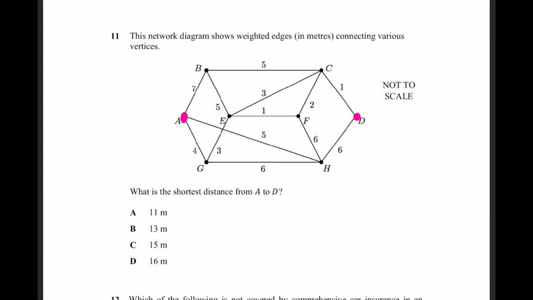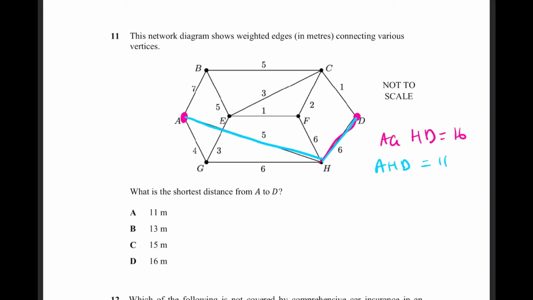Okay, so let's do a few. If I went down this path here, so if I did A, G, H, D, you get 16. What if I went A to H to D? So A, H, D, that's 11. Let's see, so definitely not going to be this one.